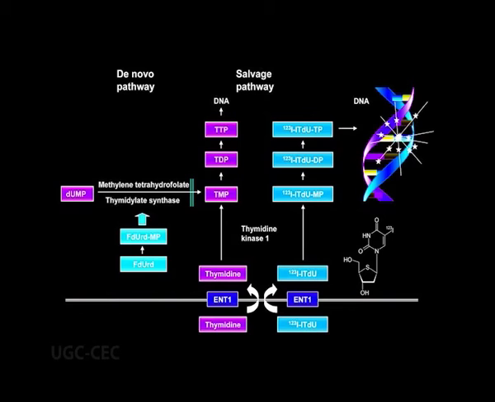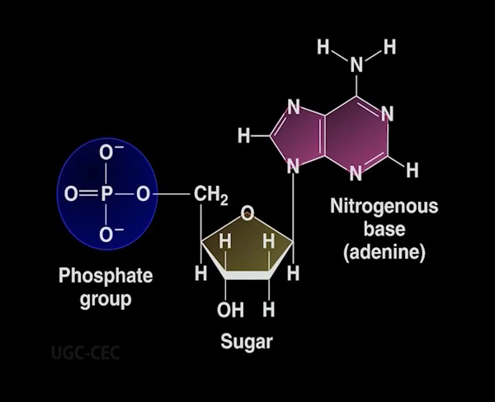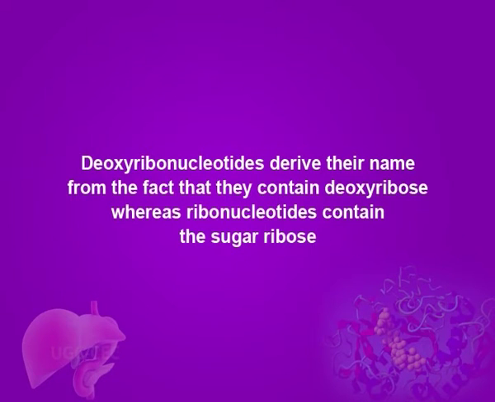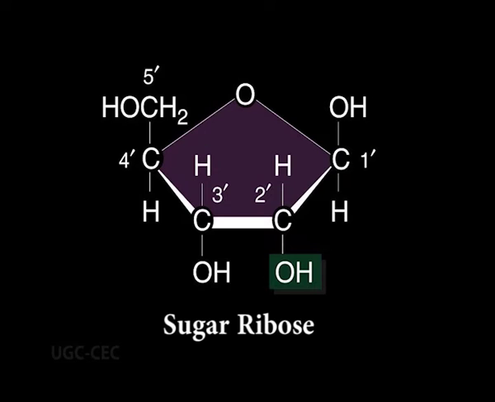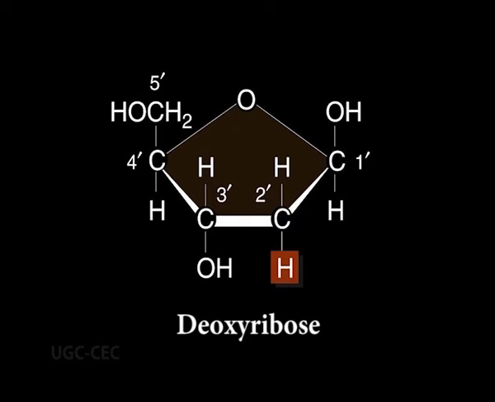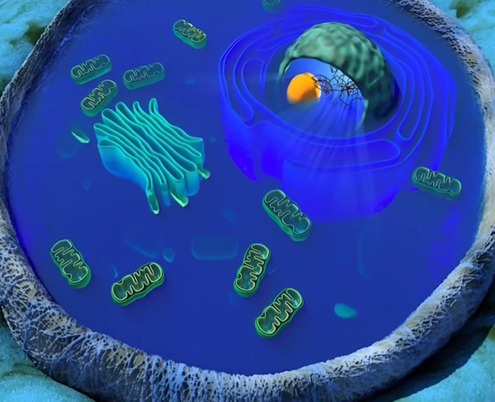Nucleotides can be synthesized by both de novo, new synthesis from scratch, and salvage pathways, which reuse those we already have. Nucleotides contain one of two kinds of sugar. Deoxyribonucleotides derive the name from the fact that they contain deoxyribose, whereas ribonucleotides contain the sugar ribose. The sugar ribose is the product of the pentose phosphate pathway. Deoxyribose is produced by action of the enzyme ribonucleotide reductase on ribonucleotide diphosphates and is not produced in the cell.